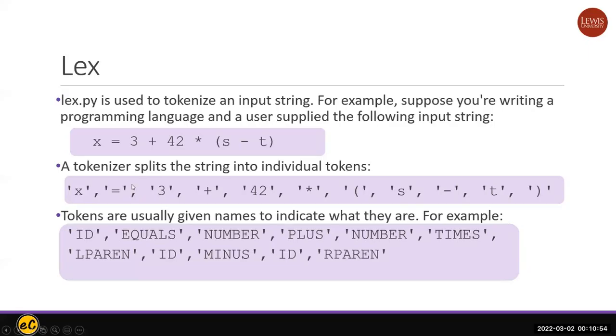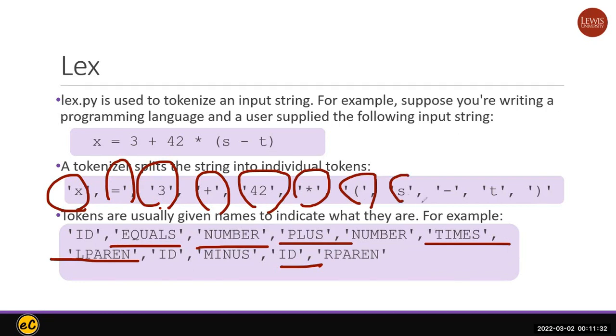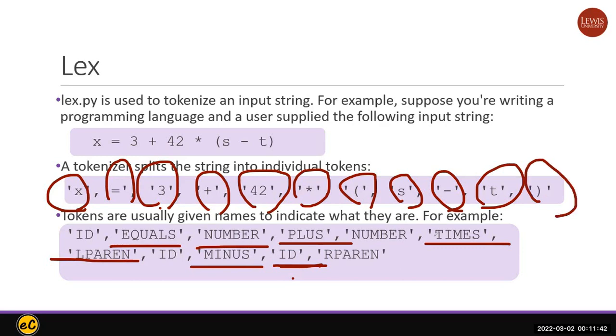Section two. lex.py is used to tokenize the input string. For example, suppose you are writing a programming language statement such as x = 3 + 42 * (s - t). You will tokenize it as: x is an ID, equals, 3 is a number, plus is a plus sign, 42 is a number, times, left parenthesis, s is another ID, minus is a minus sign, t is another ID, and right parenthesis.